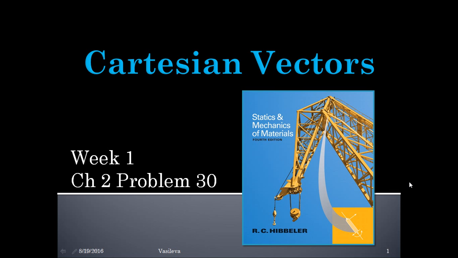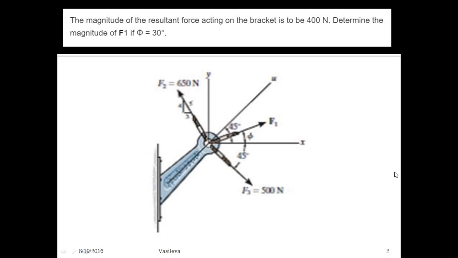We're going to do a sample problem on Cartesian vectors, chapter 2, problem 30 from the textbook. The picture is horrible, I know, but the problem states: the magnitude of the resultant force acting on the bracket is to be 400 newtons. Determine the magnitude of F1 if phi equals 30 degrees.